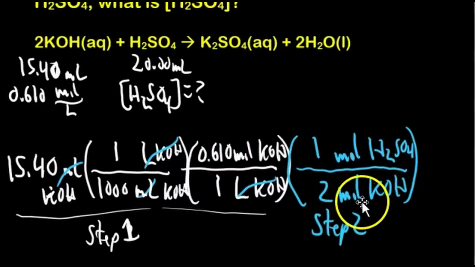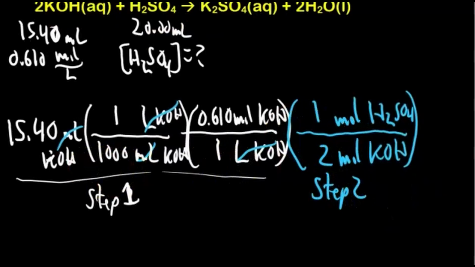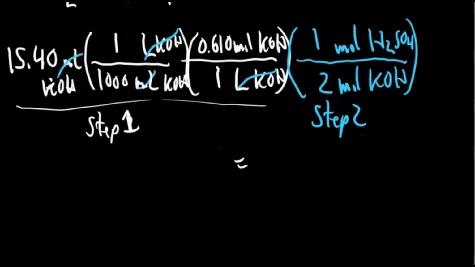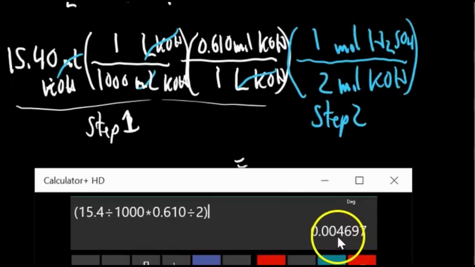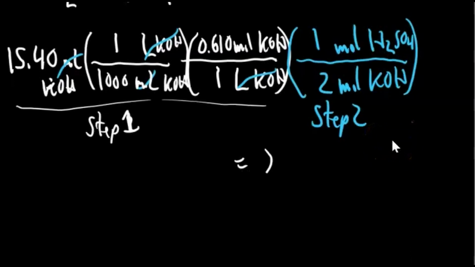Now step 3 would be units of the desired, and the units are in a concentration. If it's not obvious, then just calculate it and do step 3 after that. So I'm going to solve for this first: 15.4 divided by 1,000 times 0.61 divided by 2. That gives 0.004697.